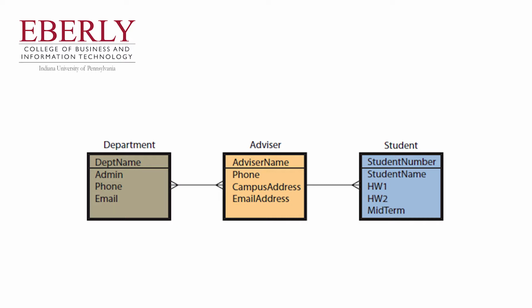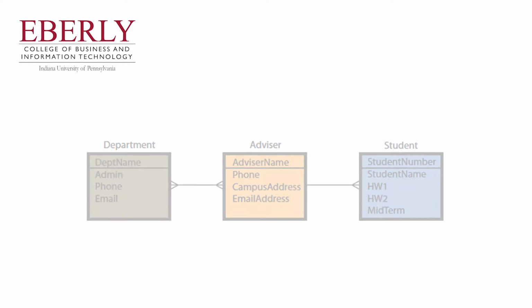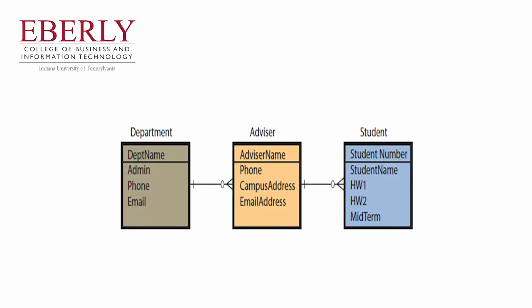Another important question is, what is the minimum number of entities required in the relationship? For example, must a student have an advisor, or must an advisor have a student to advise? Constraints on minimum requirements are called minimum cardinalities. Figure 5.21 presents a third version of this ER diagram that shows both maximum and minimum cardinalities.